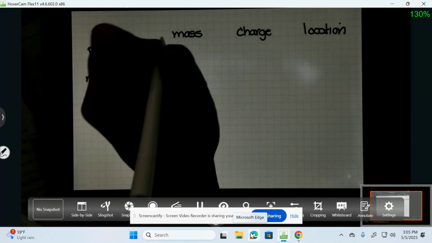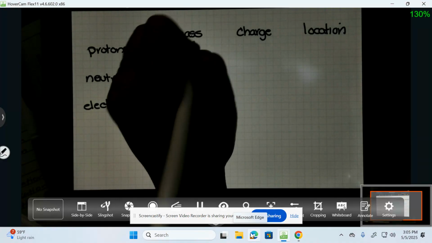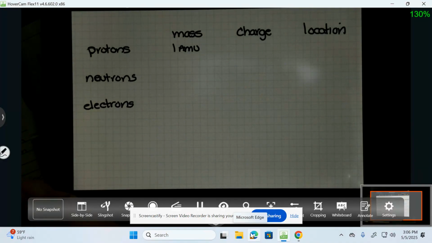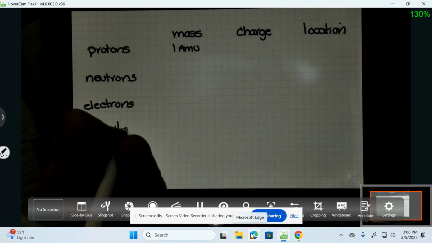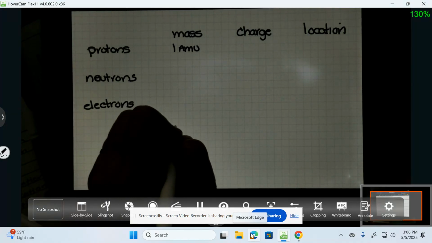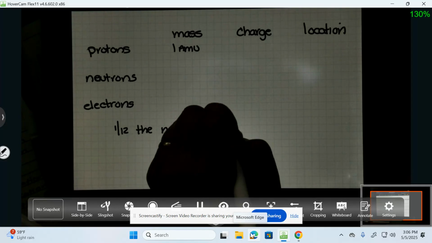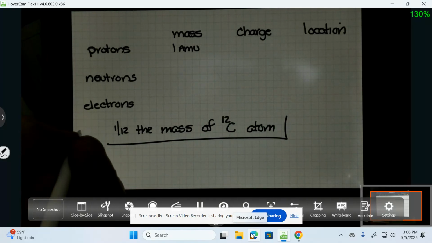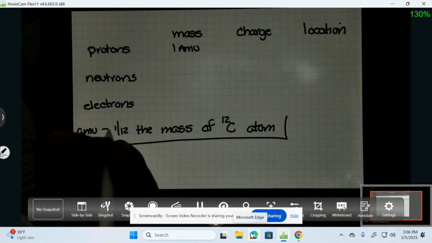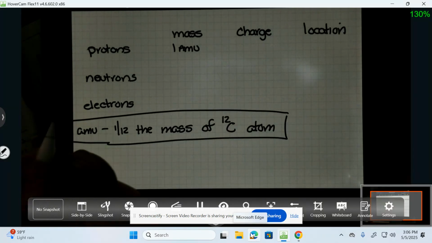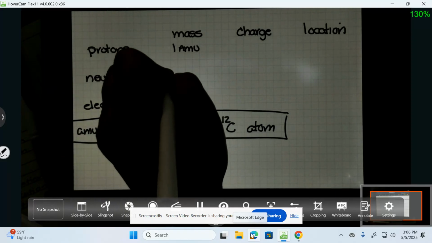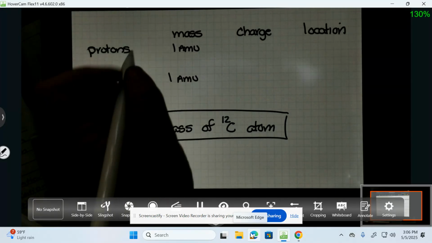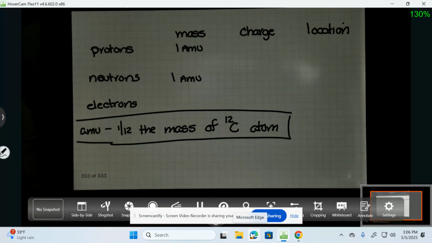Okay. Protons have a mass of 1 atomic mass unit. An atomic mass unit is 1/12 the mass of a carbon-12 atom. Okay, that defines an atomic mass unit, AMU. Neutrons are also 1 atomic mass unit. So these guys, protons and neutrons, weigh almost the same amount. They're a little bit different, but we're going to round them to 1.